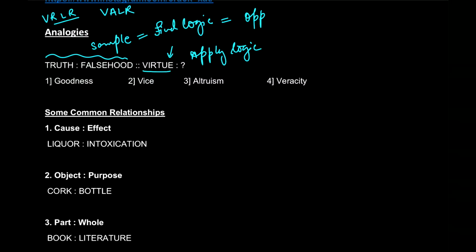As I said in the beginning, in a narrow sense it is the test of our vocabulary. So if you don't know the meaning of virtue, then you will get stuck. But in a broader sense, you can also eliminate options and make a guess to get this answer correct. Let's see how we will do this. Virtue is good, and goodness is a synonym here. Similarly, altruism is in a positive sense, and veracity is also in a positive sense. So we are left with only one word, vice, which is the opposite: virtue and vice.